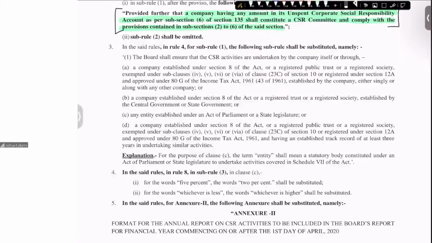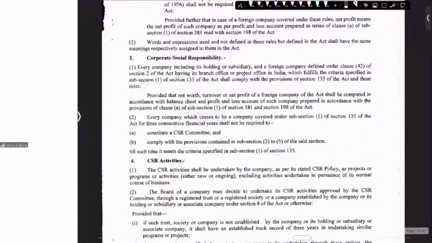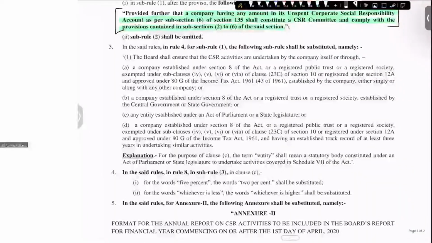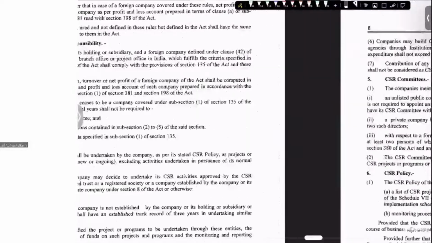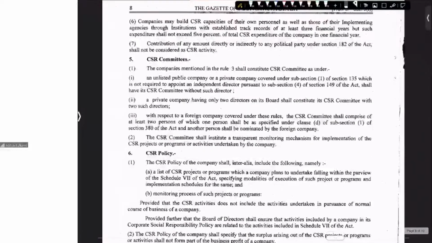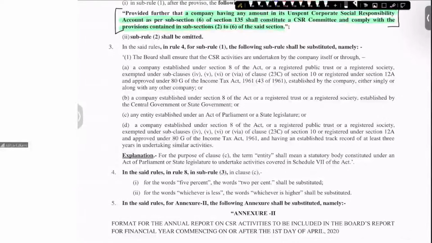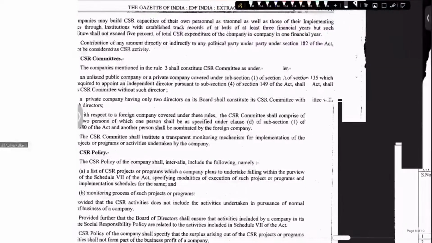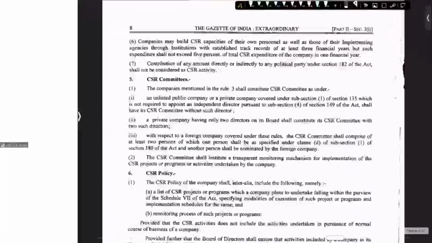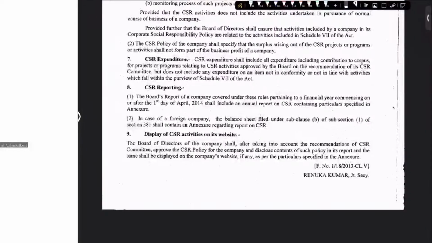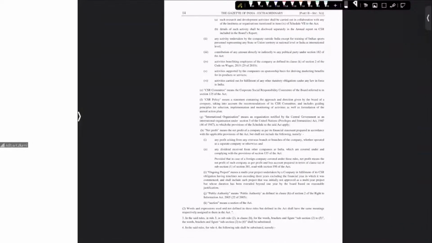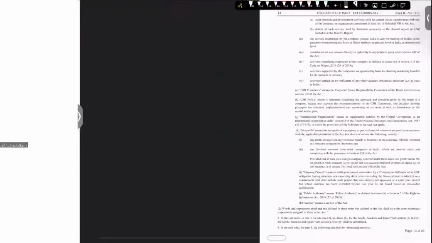Okay. One second. Let me just check. In rule 8, sub rule 3. CSR rules. One second. Rule 8.